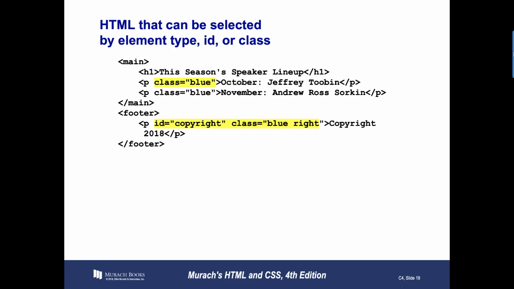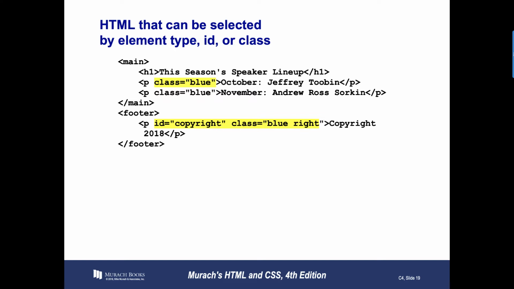The class is the attribute, the value is blue. And then on the next paragraph, you have an ID with the ID value of copyright. And then you have a class name that actually has a class attribute that has 2 values, blue and right. And that's something you can do. You can apply, just like it's done there, 2 classes to an attribute.